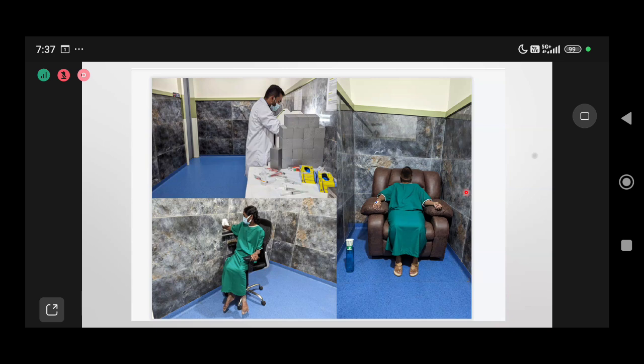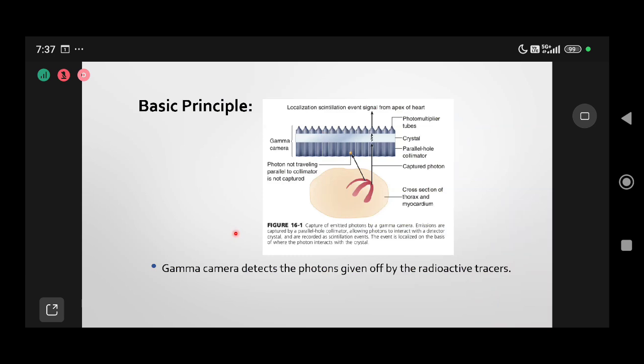This is our room, where it is all radiation protected and where it will be measured. You can see this is the area where we prepare and after which we inject. This is the basic principle. For example, in cardiac imaging, tetrofosmin will go and bind at the tissue level to the cardiac myocytes. Then the technetium will give the radiation, which will be detected by the detectors and gives the image.